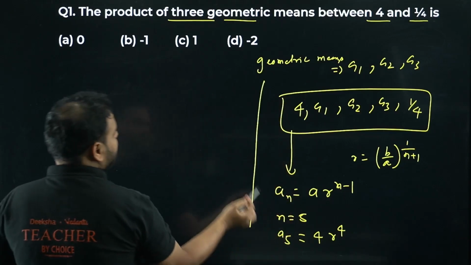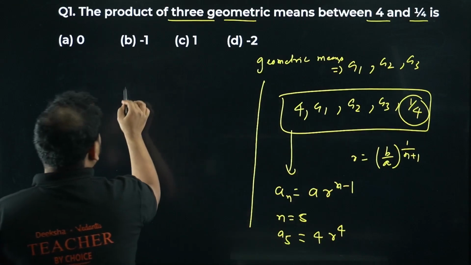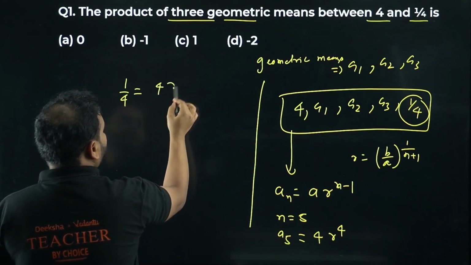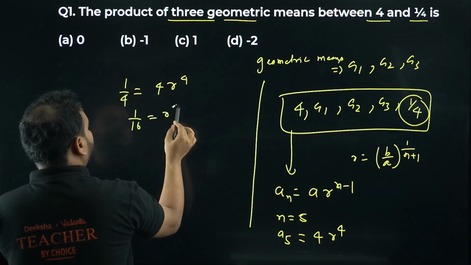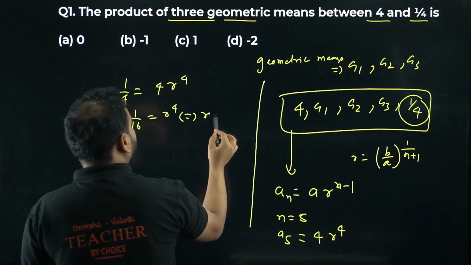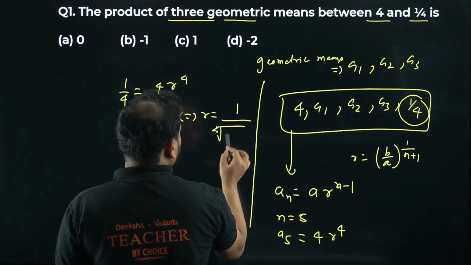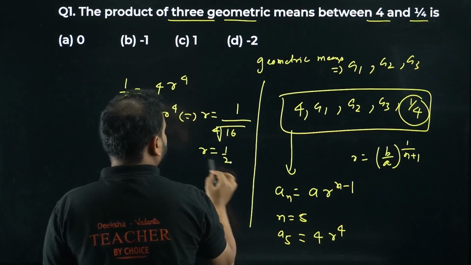Let's substitute it. So I get A5 equals the first term 4, times R power 5 minus 1, that is 4. A5 is given as 1 by 4. So 1 by 4 equals 4 R power 4. Bring it on this side, I get 1 by 16 equals R power 4, giving me the value of R as 1 by 4th root of 16. So I get R value as 1 by 2.